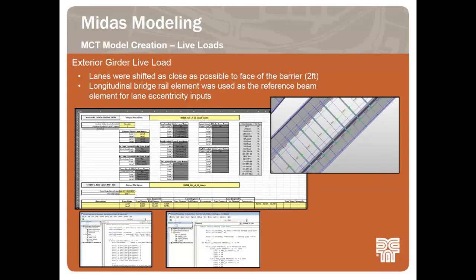The screenshot below shows the tab of the workbook that is used to define the live load, which only has a few simple inputs, including the type of girder, the number of lanes, and then you use your reference elements and eccentricities.